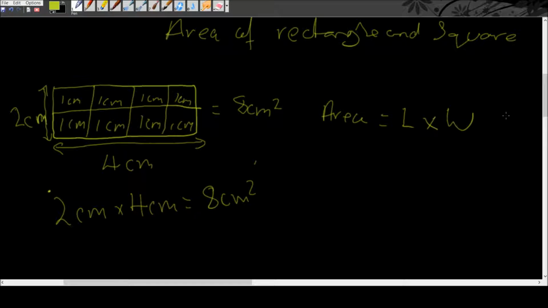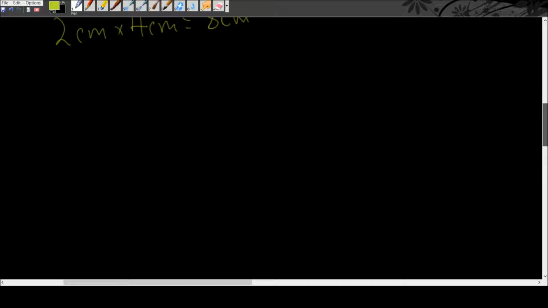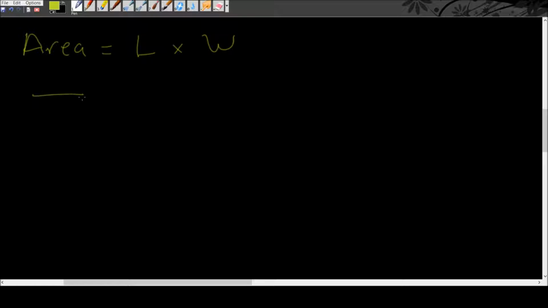So let's go on to a few more examples. I'm just going to write our formula here: area is equal to the length times the width. Let's look at some other rectangular shapes. This one has, let's say, 3 centimeters and 5 centimeters.